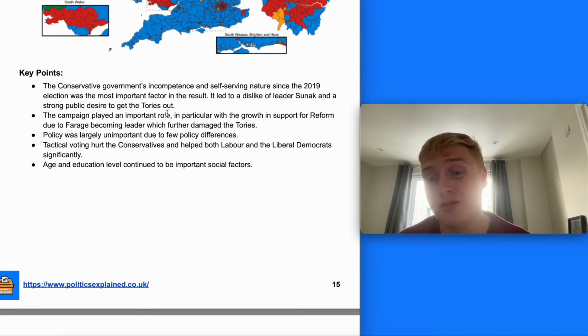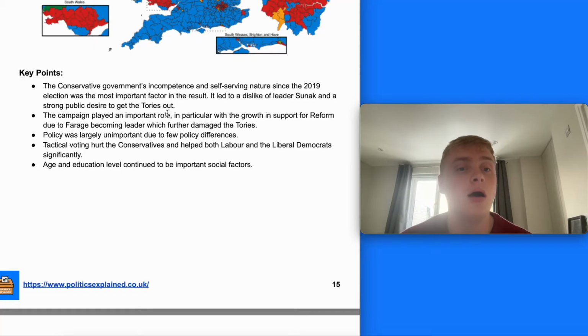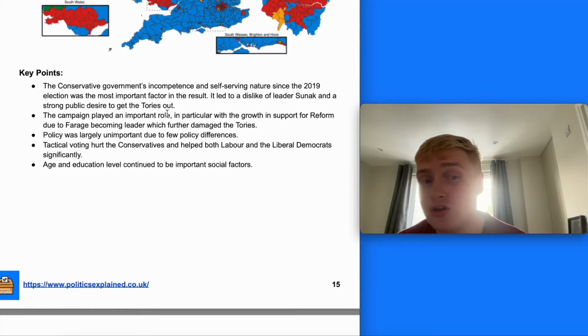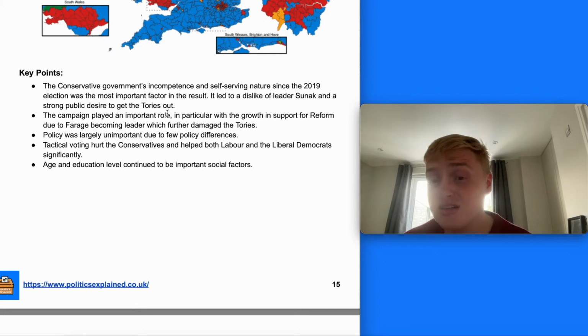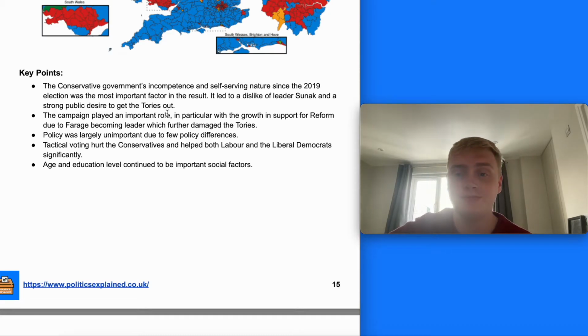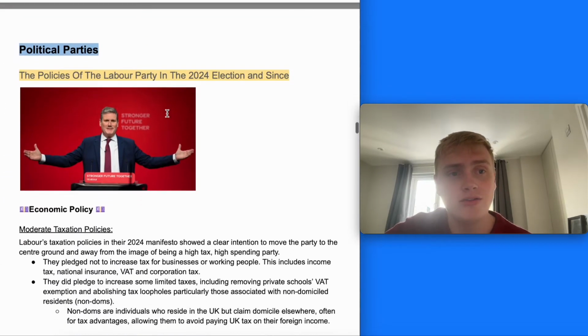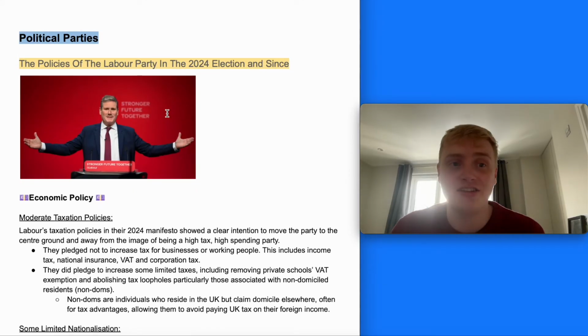And the Tories also shot themselves in the foot a number of times during the campaign. Policy was largely unimportant due to few policy differences between the Tories and Labour and the Lib Dems in particular, though it did help some minor parties such as Reform and the Greens to do well. Tactical voting hurt the Tories and helped both Labour and the Lib Dems, and age and education level continued to be important social factors.